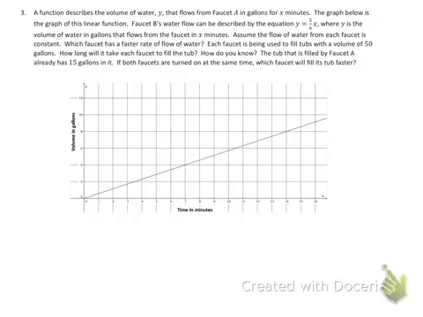Okay, so we've got an equation and a graph. The graph is for faucet A. So I'm going to just put that up here at the top. The graph is for faucet A. And then faucet B is the equation y is equal to 5/6 x.